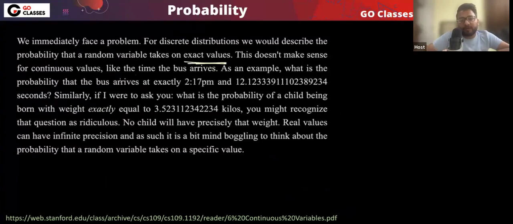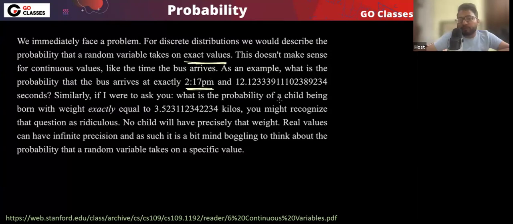For example, what is the probability that the bus will arrive exactly at 2:17 p.m. and 12 point some random number of seconds? Generally you're not interested, right? That is why it doesn't make sense to say that the bus will arrive at exactly this time, not even a nanosecond here and there.